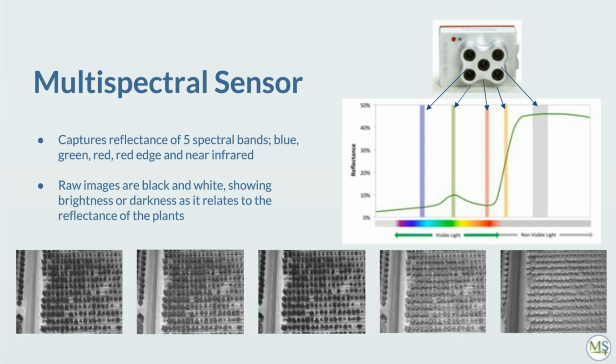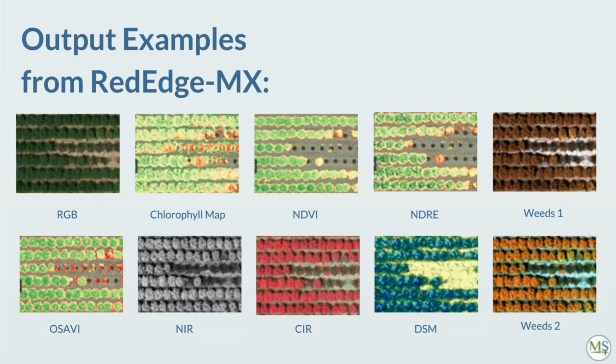So what we can do with the data set from the RedEdge-MX is we can take those 5 separate data sets, blue, green, red, red edge, and near infrared, and we can combine those to gather intel about the plant canopy. These are a few different examples of different data sets that we can generate using those 5 spectral bands to give us more information about what's going on in the canopy.